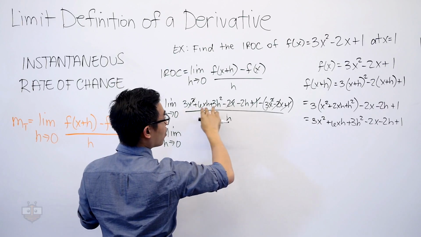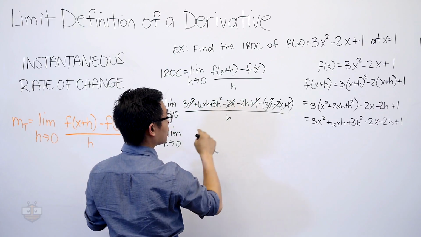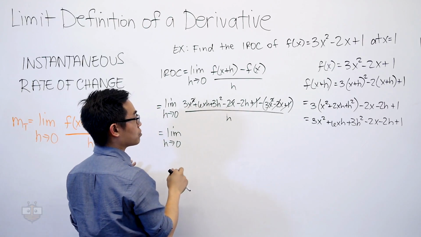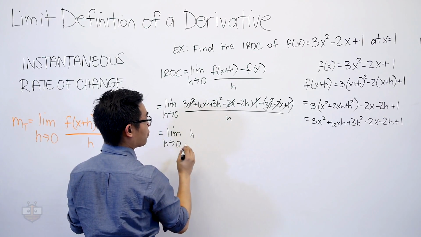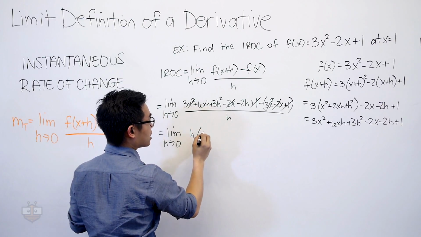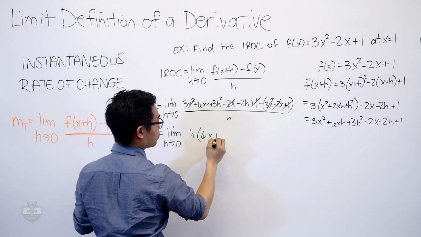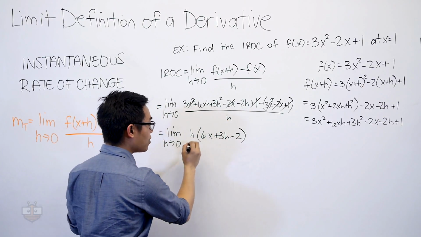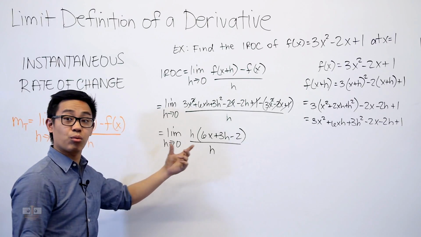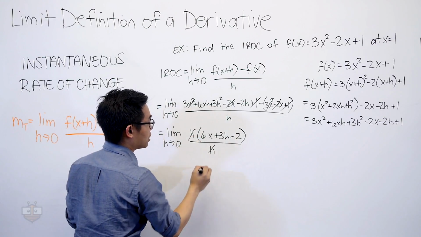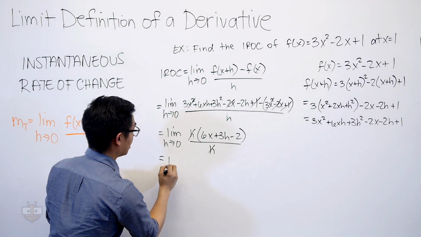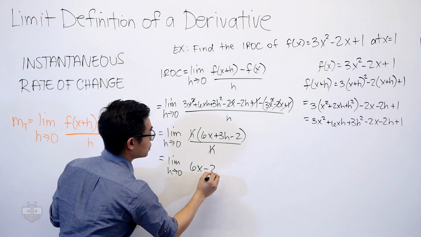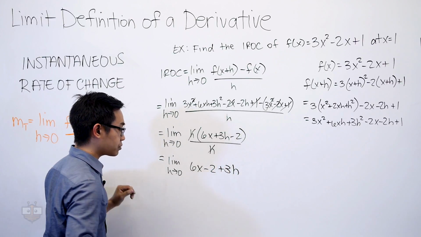So now that we have all the expressions without an h gone, we can factor out an h from the remaining terms. If we common factor out an h, we're left with 6x from the first term, 3h from the second term, and minus 2 from the third term. And that's all over h. Now that we've factored it out, we can cancel out the h's, leaving us with the limit as h approaches 0 of 6x minus 2 plus 3h.